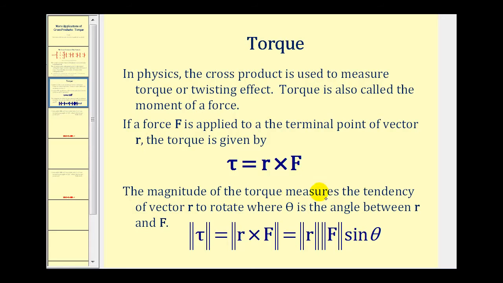The magnitude of the torque measures the tendency of vector r to rotate, where theta is the angle between vector r and vector F. So there are two ways to determine the magnitude of the torque. We can determine the magnitude of the cross product of r and F, or we can find the product of the magnitude of r, the magnitude of F, and sine theta, again where theta is the angle between the two vectors. We're going to take a look at one problem and solve it using two methods, one using this formula here, and a second method using this formula here.